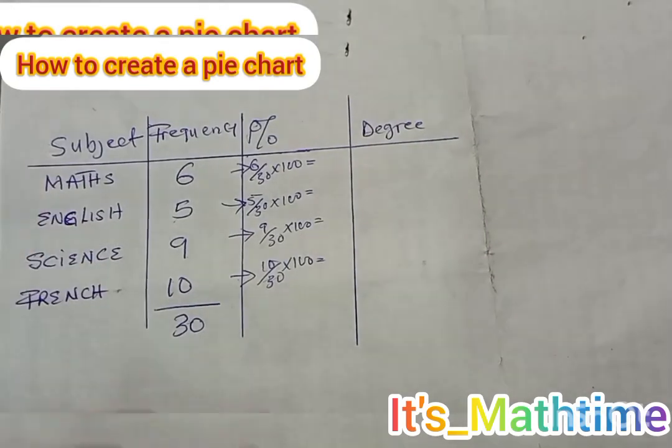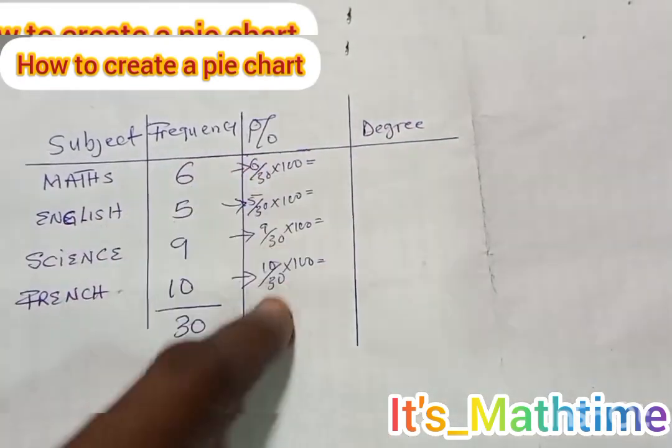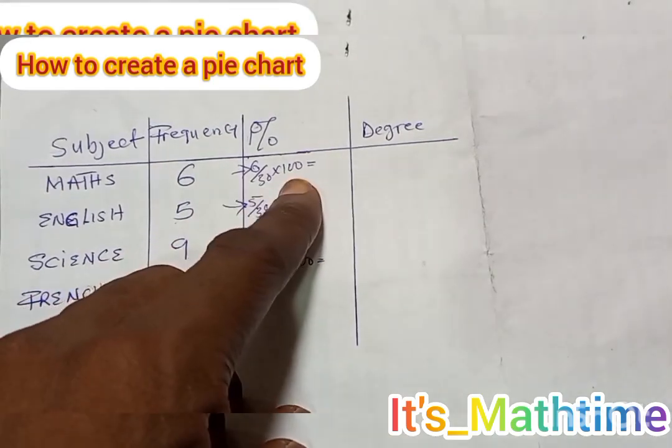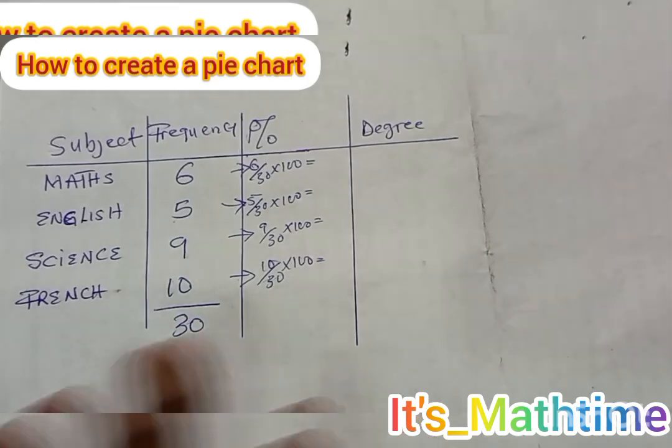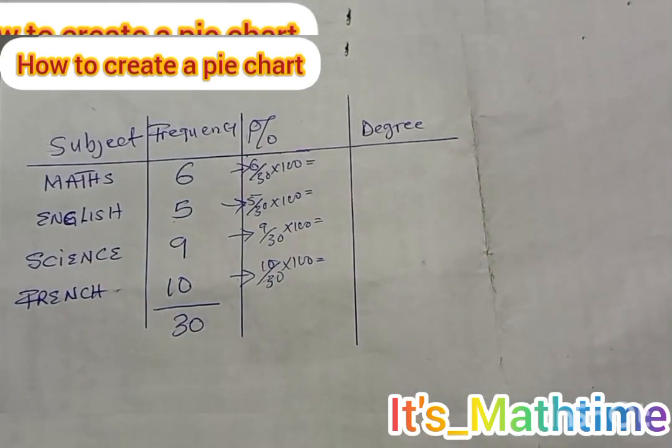And also remember the degree aspect. We're going to use the same thing, but instead of multiplying by 100, we'll now multiply by 360. So I'm going to fill this up so that the video won't be that long. Then once we are done with both sides, we'll now plot our pie chart and follow the process. Is that okay?